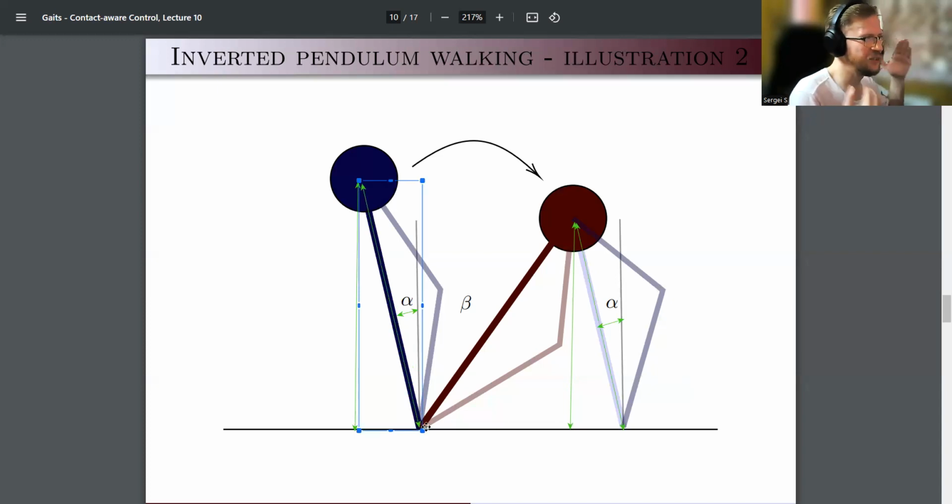So the size of your leg, or of your pendulum, if you want, decreased over a single supporting phase. So next time, your pendulum will be shorter. Okay, that is the problem. Your pendulum will be shorter next cycle. Not good, not good. And this happens because we fixed alpha.